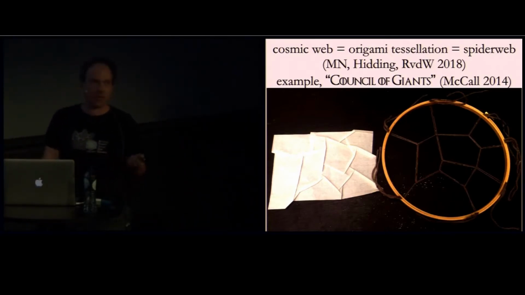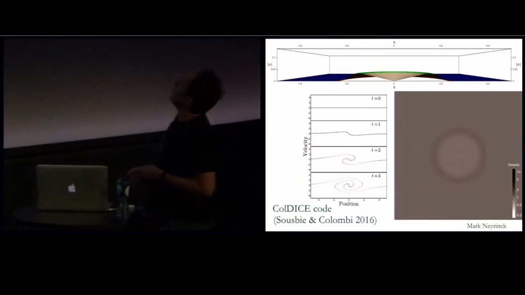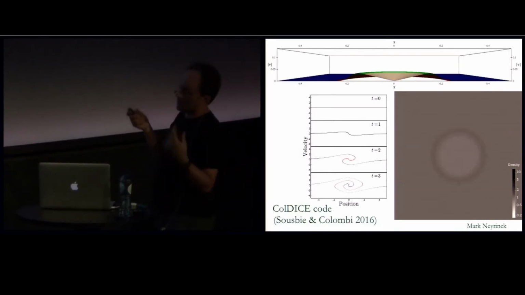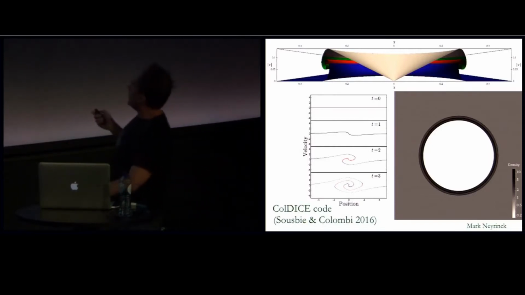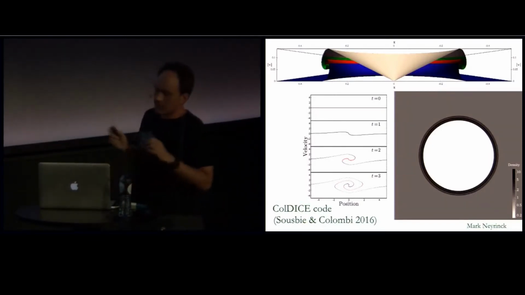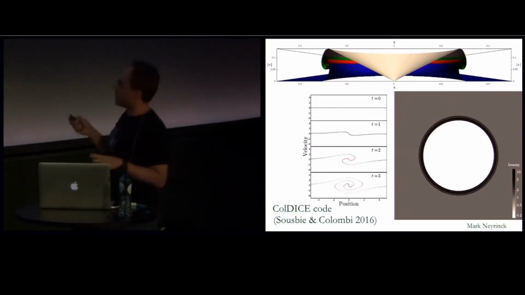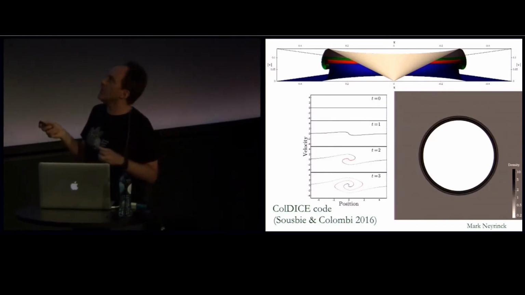I've actually been working on this origami side of things for a while. Here's a very quick movie of what's called a dark matter sheet, which is a concept used in this cold ice code. What this depicts is an exactly compensated void in the large-scale structure, and the edges of this void are sort of like a filament, which gets sort of curled up in position, velocity, phase space.